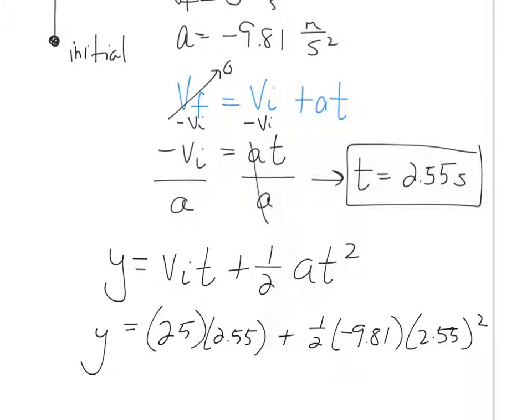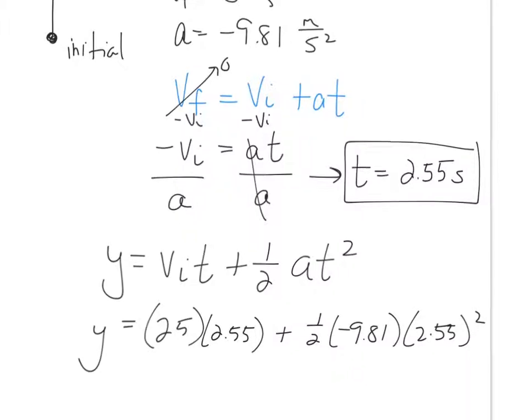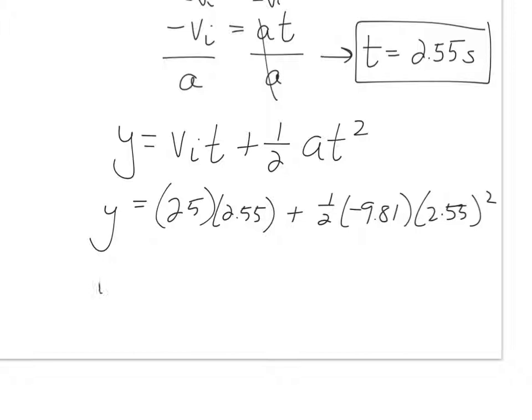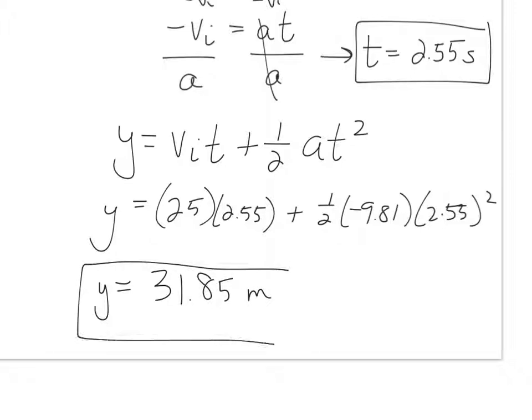What do you get? And your answer should be positive because this object is moving which way? It's going up. 31.85. Good. Units are what? Meters. Good. Okay, 31.85 meters. Questions at all on this part of the problem?